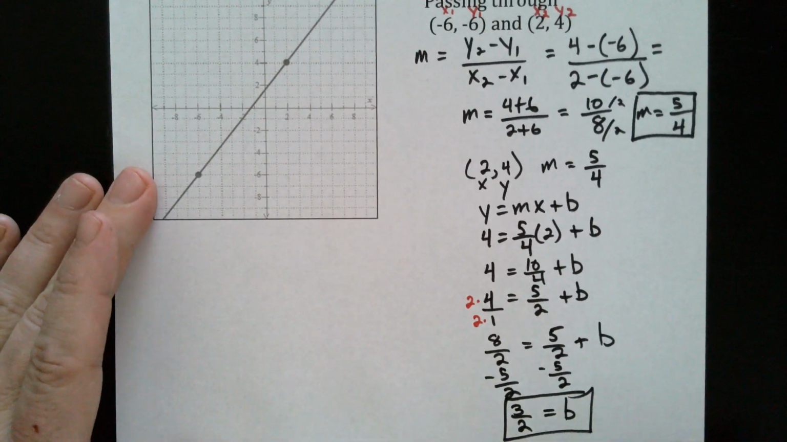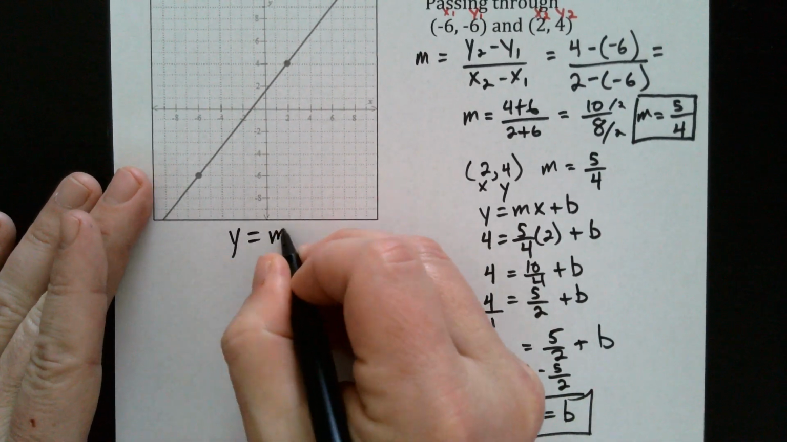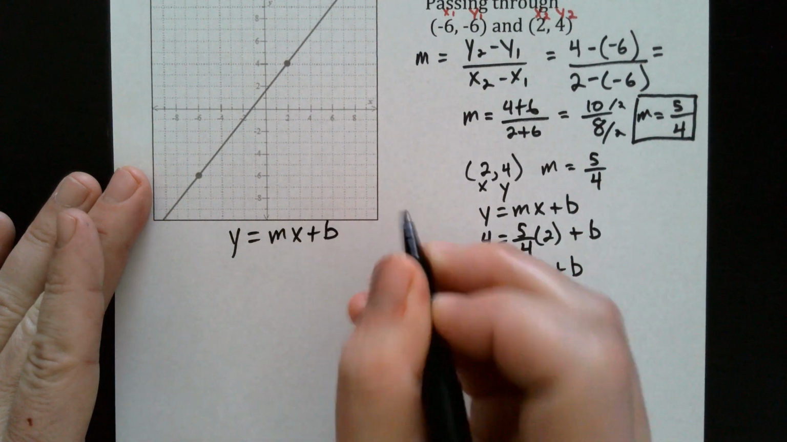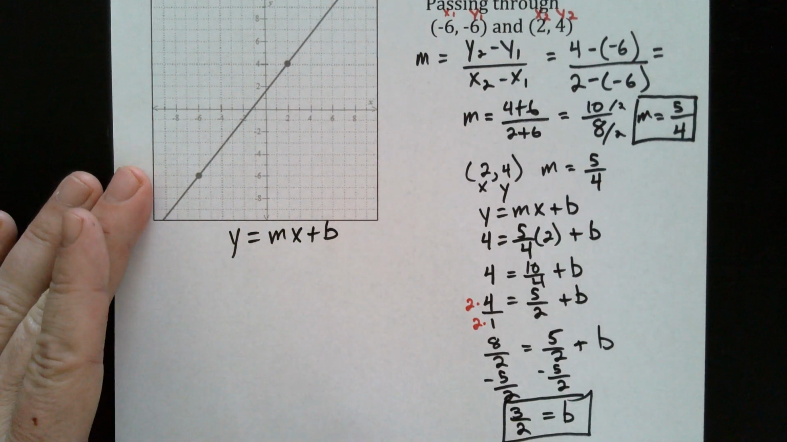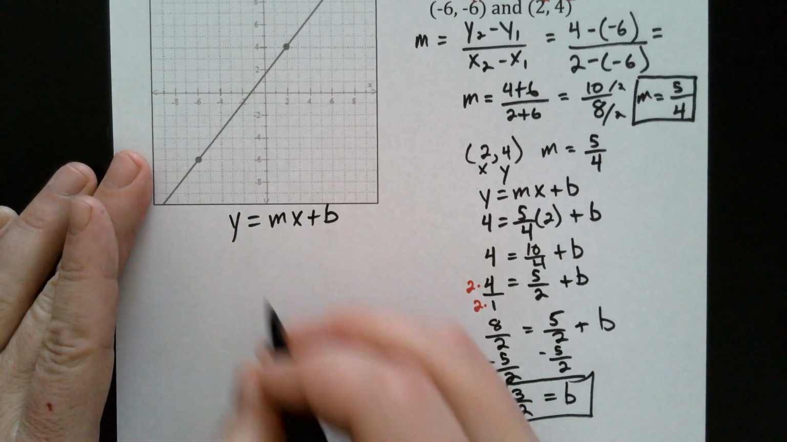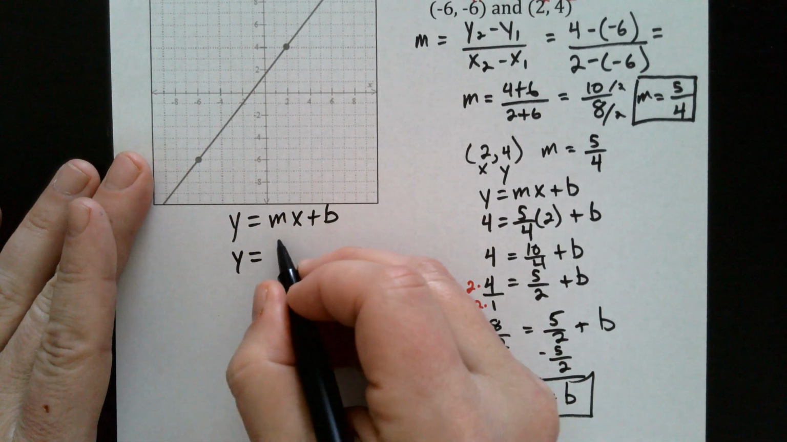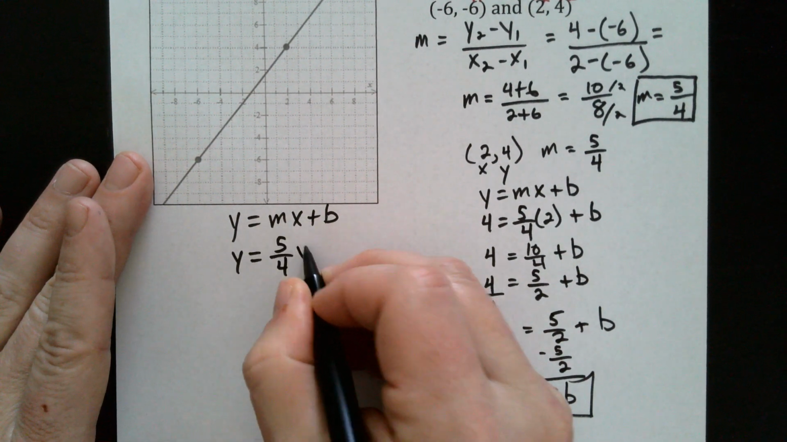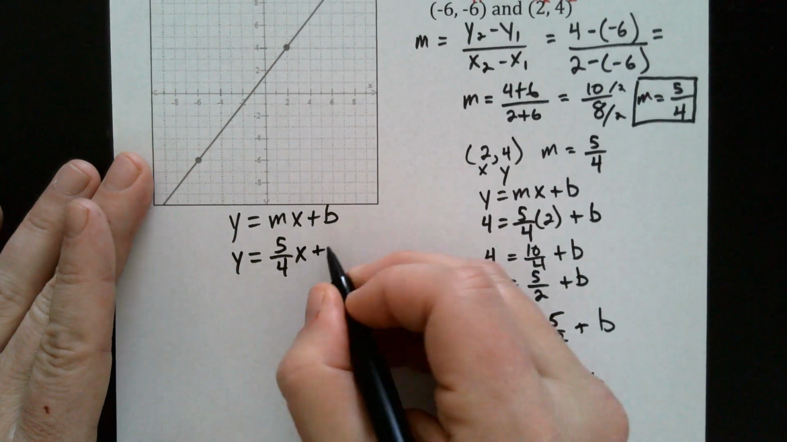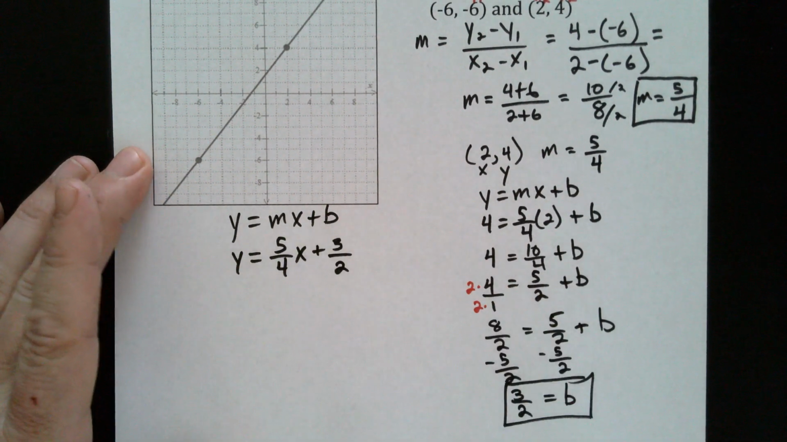So let's go ahead and write down the answer. y is equal to mx plus b, and we'll just put in our m and our b that we just found. We found our m earlier, and found our b here. So y is equal to 5 over 4 x plus 3 over 2.